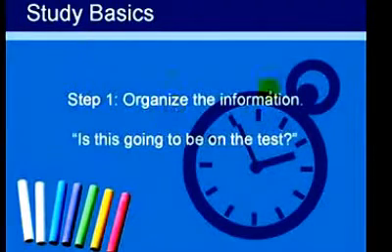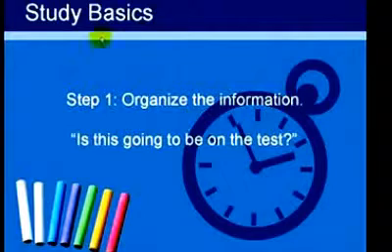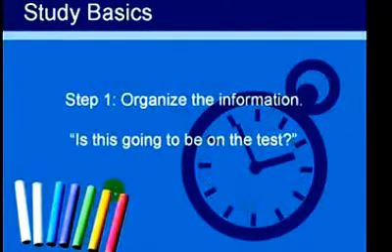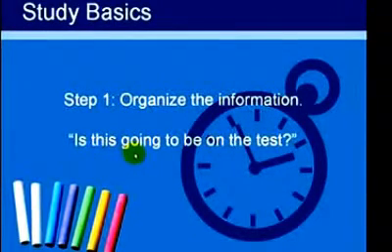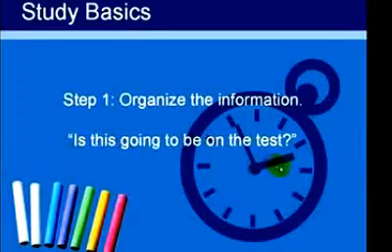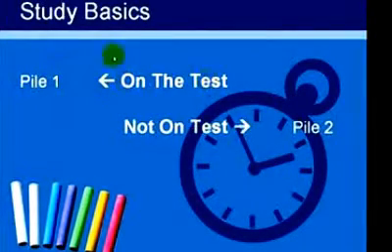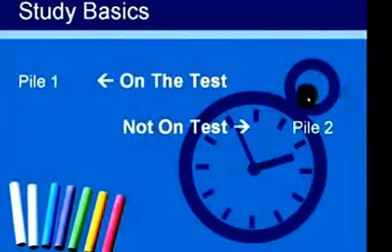So step one is organizing the information. Say you've got lecture notes, notes you've taken from the textbook, maybe some homework assignments, things you've done in class, sections in your textbook. What we're first going to do is organize it so that we can answer this question. Is this going to be on the test? So essentially you'll have two piles. The first pile will be the stuff that's going to be on the test. The second pile will be not on the test.